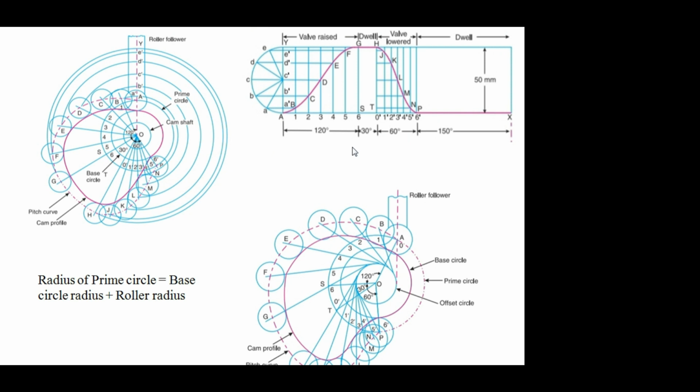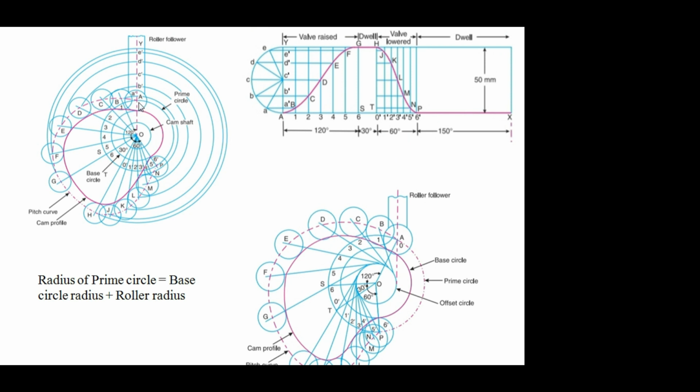So divide the prime circle with the respective angles of theta O, dwell 1, theta R and dwell second. So here 120 degree is the outstroke of the follower, then 30 degree is the first dwell of the follower, the next 60 degree is the return stroke of the follower, and during the remaining 150 degree, the follower is in dwell. The follower is in dwell situation, means follower will be in rest position.